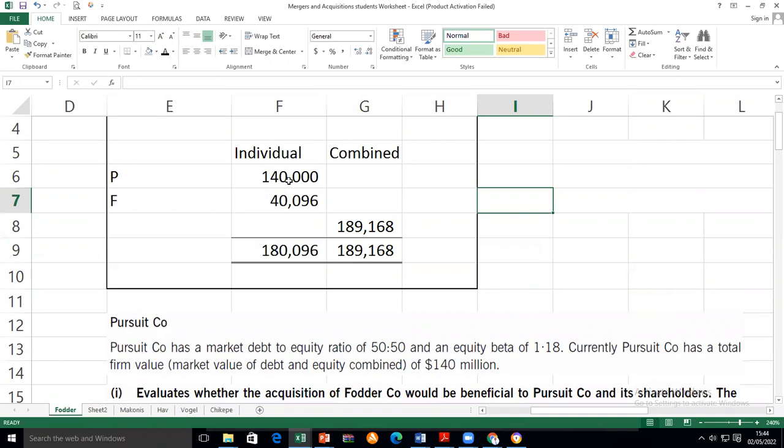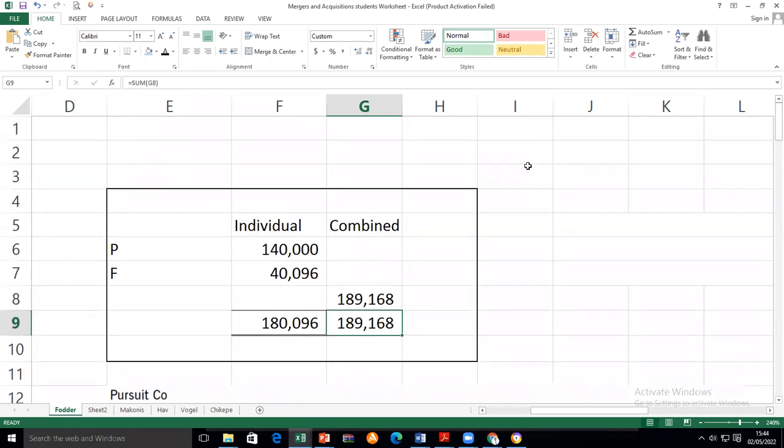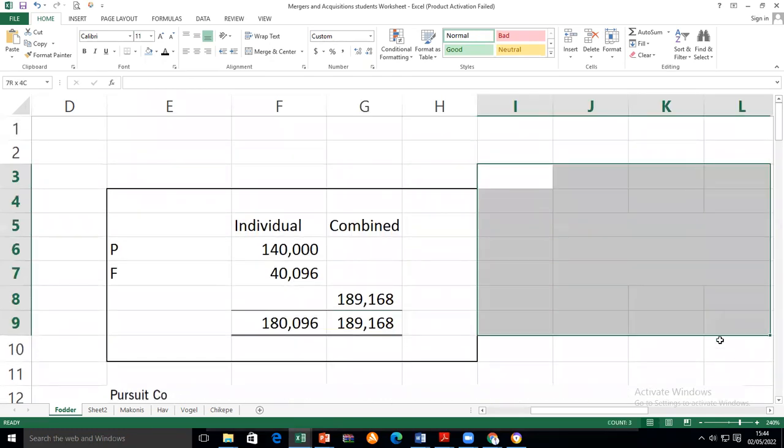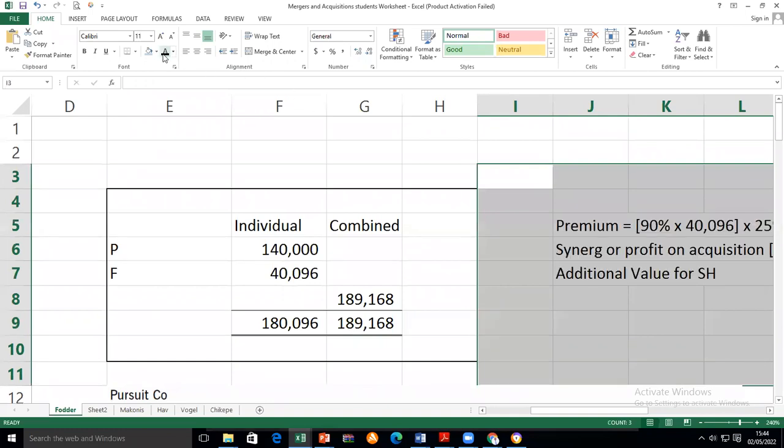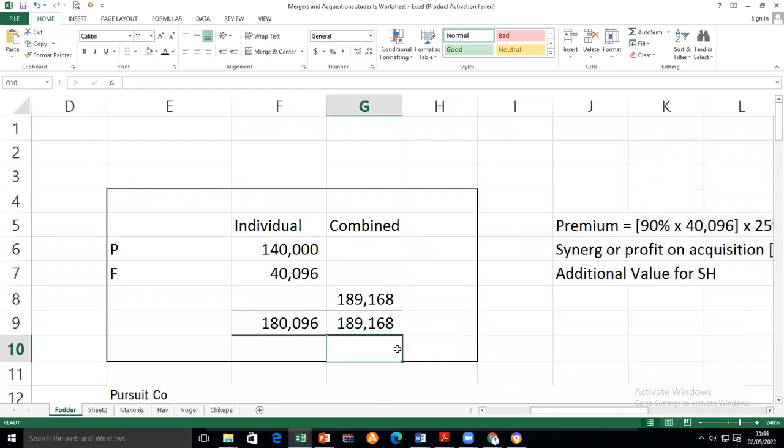If these companies continue to operate independently, their value is here. If we combine them, the value is there. So there's an acquisition premium. There's a profit, or there's synergy, gross synergy. What is a gross synergy? 189 minus 168. Is this good enough for our shareholders?